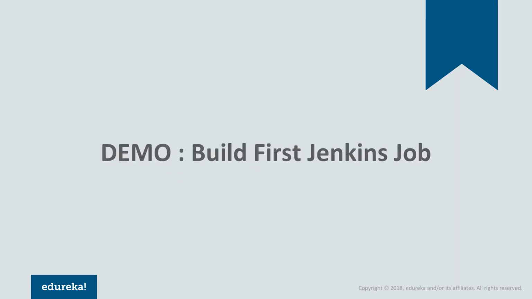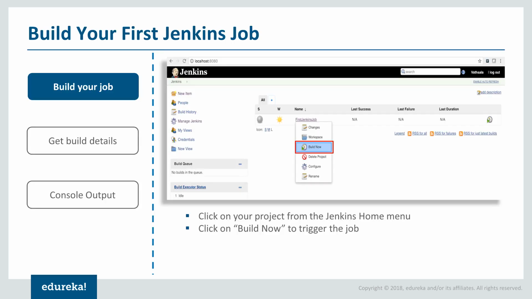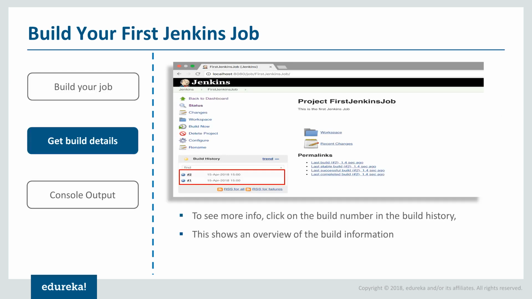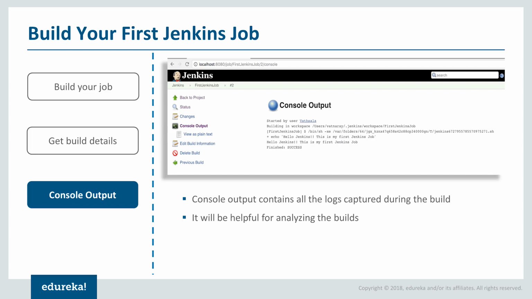So once we have done that, we are actually ready to build our first job. What we need to do is just click on the job and click on build now. And once we do that, we can actually see the build history or the build details. And then we can check the console output as well to see exactly what has happened during the build of the job. So let's take a look at that.